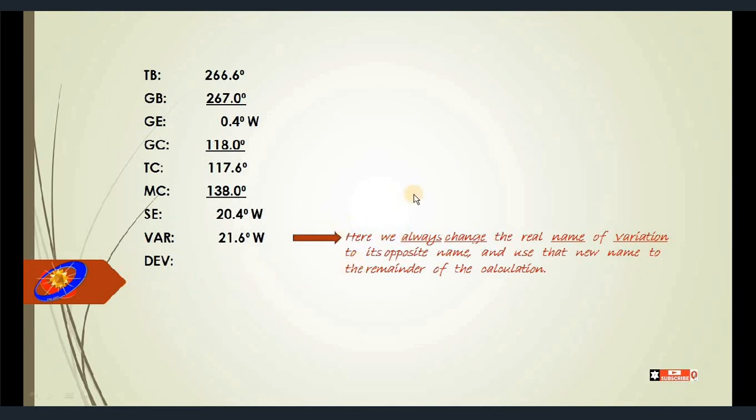In this calculation, we always change the real name of the variation to its opposite name. This is always, guys, always. So this is our variation, and this is its name, which is west. As the rule says, we always change the real name. So if the real name here is west, its opposite is east. The new name we'll use for the remainder of the calculation.